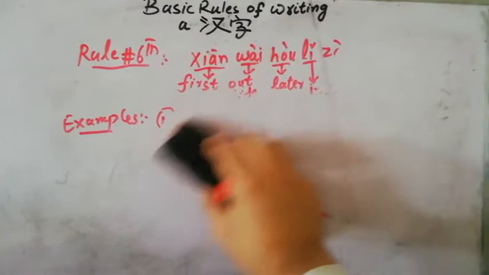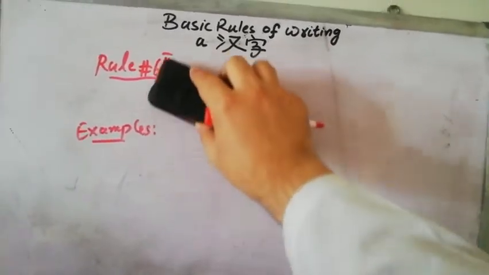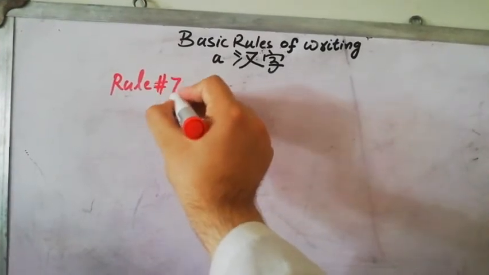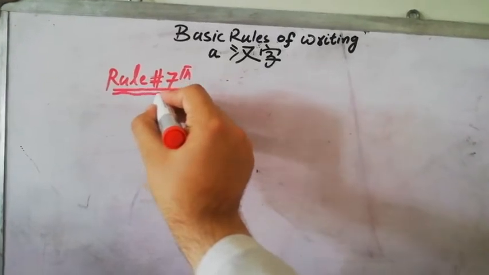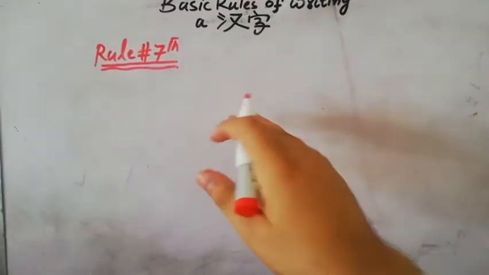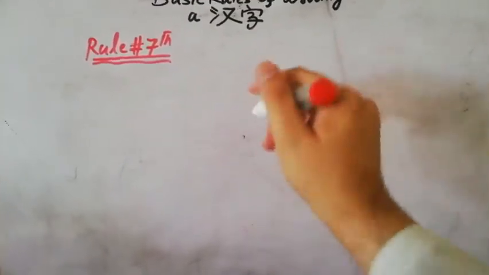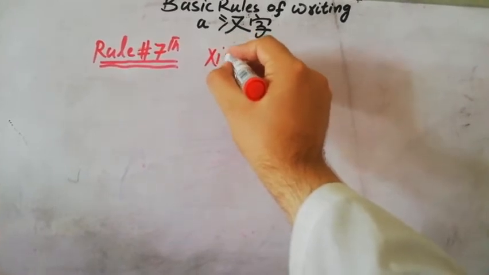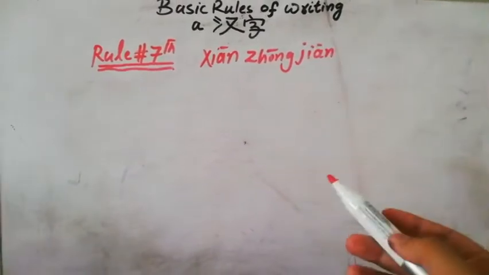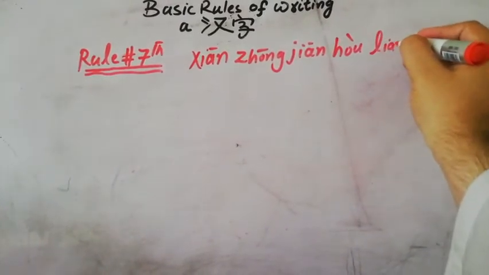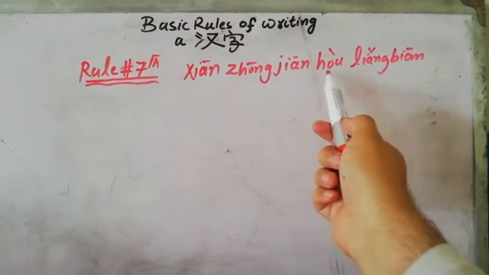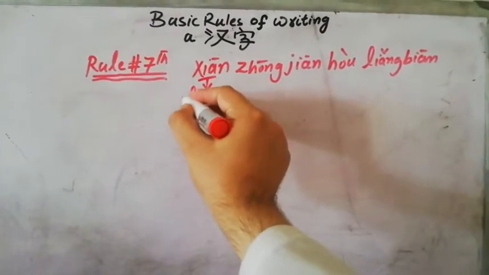We will now discuss rule number seven. What does rule number seven tell us? Rule number seven tells us that xian chong jian, hao liang bian. Xian means first.